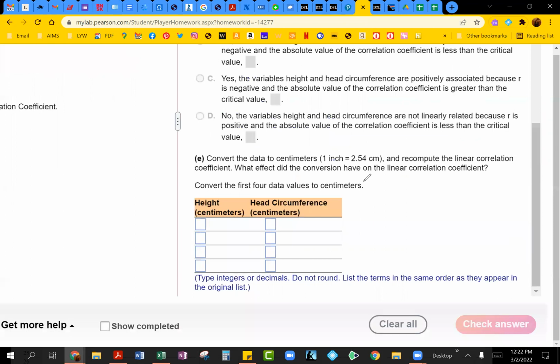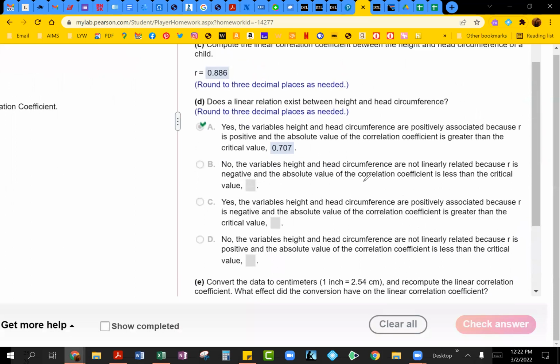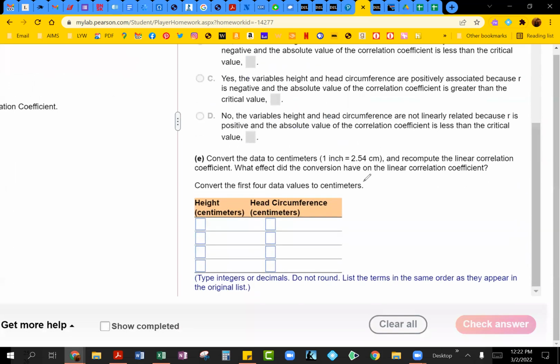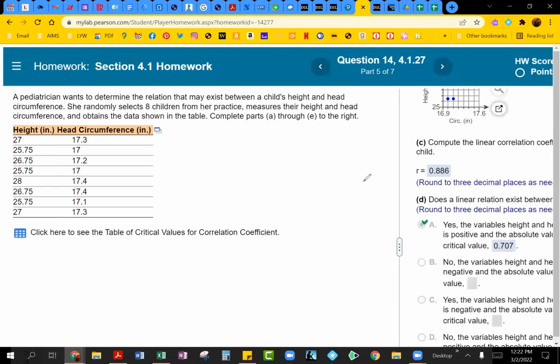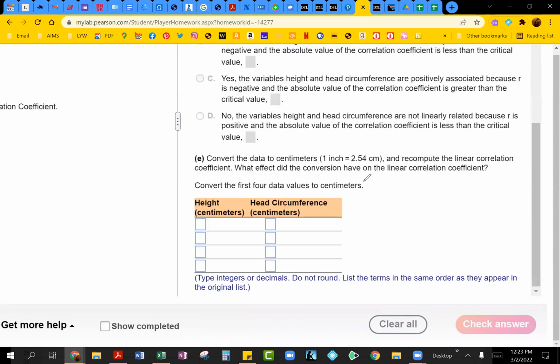Now this one over here actually goes through and repeats the same calculations. What they're having you do is convert the calculations from inches to centimeters, and repeat the correlation coefficient to see if it changes when you go from inches to centimeters. You can see they're giving you the conversion over here: use 1 inch is 2.54 centimeters.